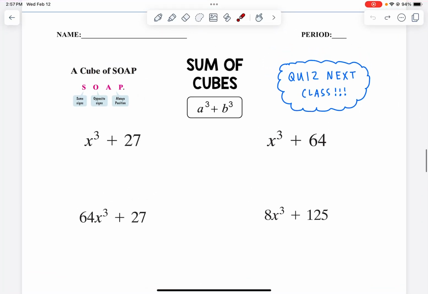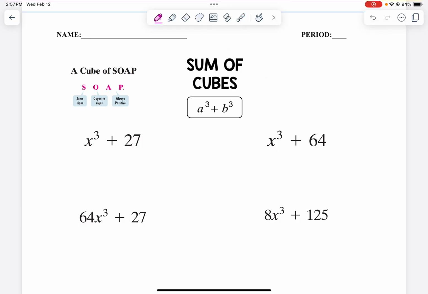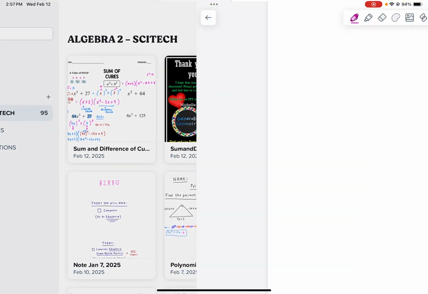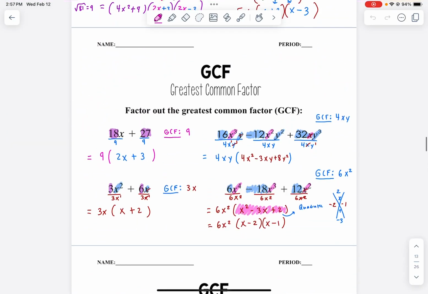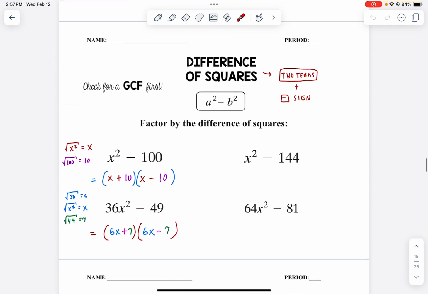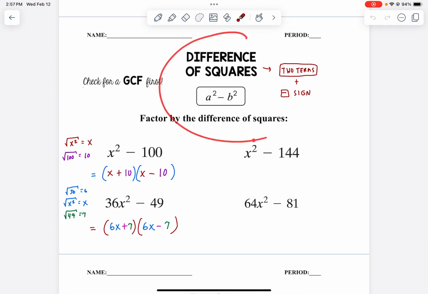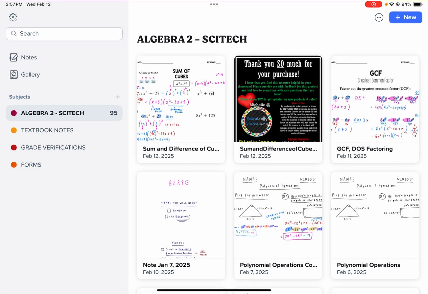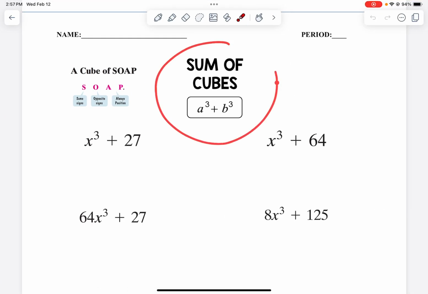But let's go ahead and talk about factoring using the sum and difference of cubes. So here, I want to relate it back to factoring using the greatest common factor. This is what we talked about last class. And we also specifically focused on factoring using the difference of squares. When we talked about factoring using the difference of squares, please remember we took the square root of each term, and that allowed us to factor the polynomial I gave you. The same situation will occur in factoring using the sum of cubes.